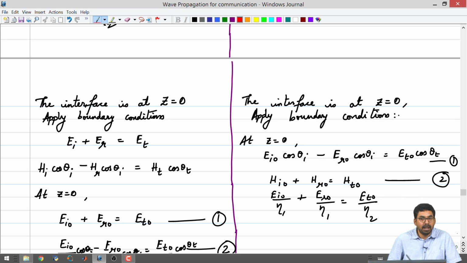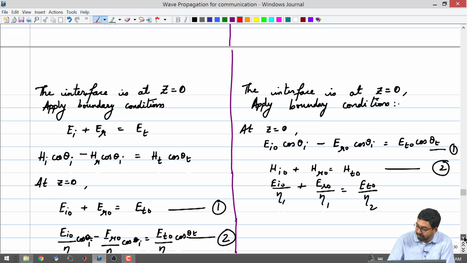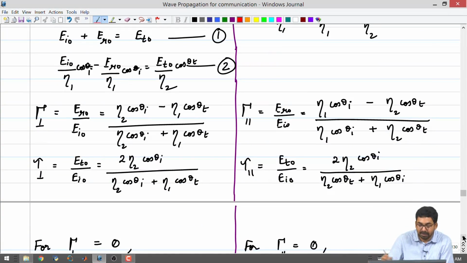In one case where the electric field was out of the plane of incidence, everything was tangential. So, EI plus ER was equal to ET. But for the other case, we had EI cos theta I minus ER cos theta I is equal to ET cos theta T. So, the magnetic field boundary condition is also different for both polarizations, and because of this we could get the expressions for the reflection and transmission coefficient for the two polarizations.